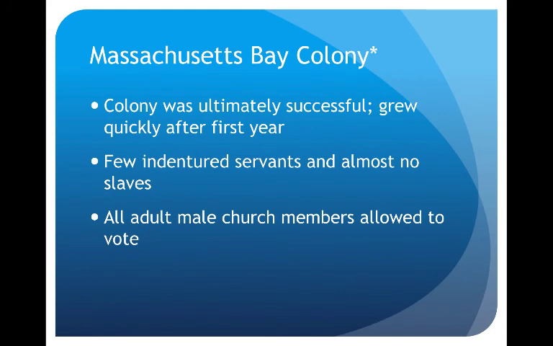Ultimately, this colony which is formed succeeds. The first year is the hardest, where about 30% of the colonists died, but after that it started to grow faster. Life is a little better there than it is farther south. There's very few indentured servants, very few slaves there. Adult male church members are allowed to vote too, which provides for some form of self-government. Obviously, again, we're comparing to today, that's not much, but that was far more than most. Where else in the world did people get to vote at that time?